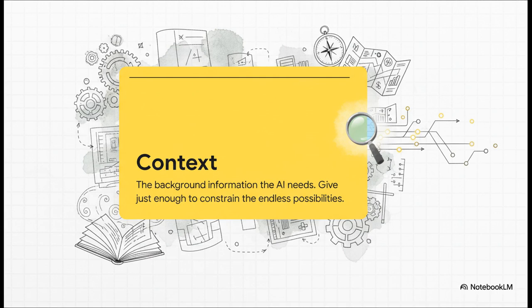Next up is context, and this one is a bit of an art. You need to provide the background information that's essential for the task. The goal here isn't to write a novel, right? It's to give just enough detail to kind of constrain the AI's infinite possibilities and guide it toward the specific outcome you have in your head.